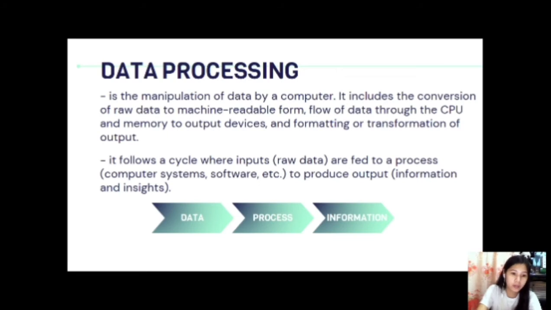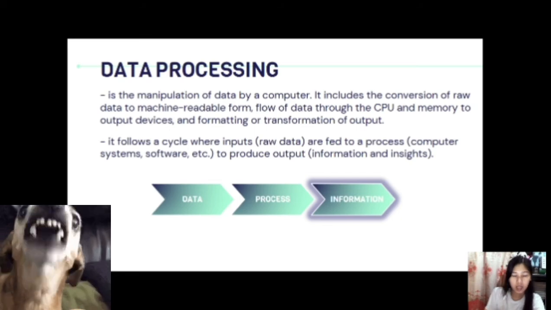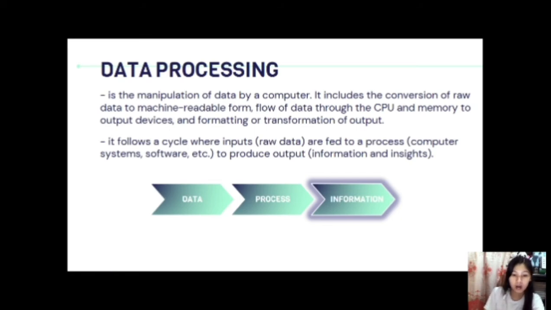So if ang computer ginagamit siya to perform defined operations sa isang data, it is included under data processing. Data processing also follows a cycle where inputs or raw data undergoes a certain process sa computer system, sa software, or etc. in order to produce an output, which are the information and insights. So, in a way, sa data processing, ginagamit siya to carry out a series of operations on the data para mag-present, interpret, and obtain information.